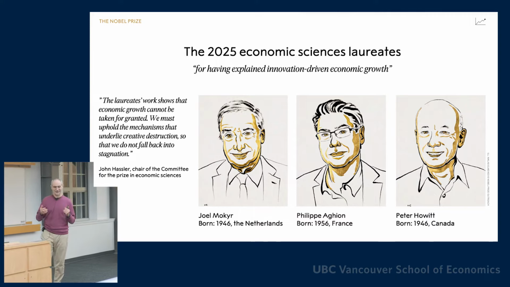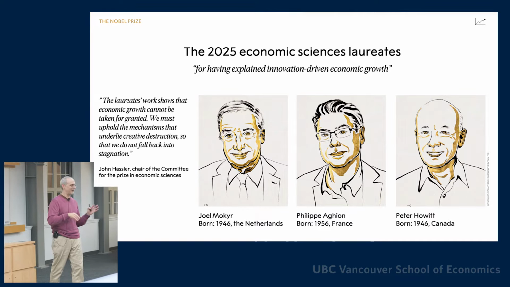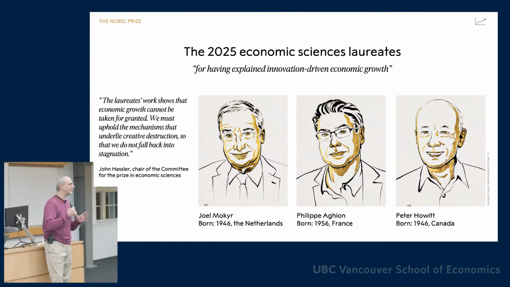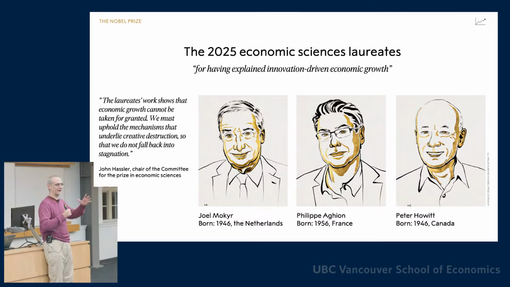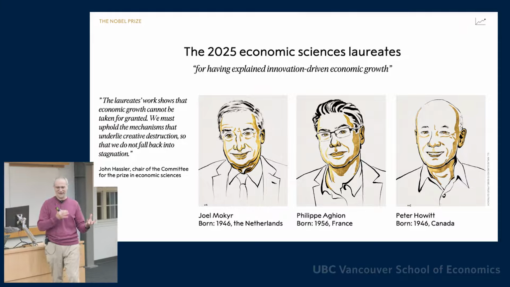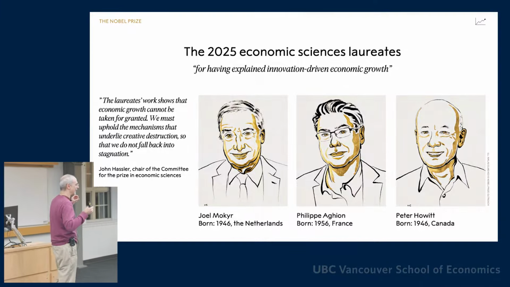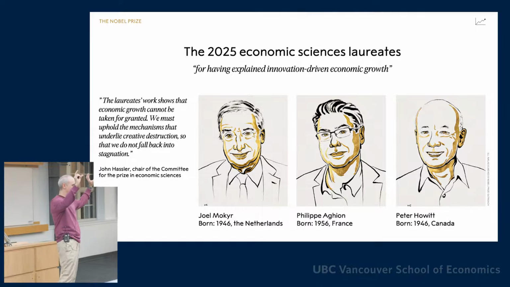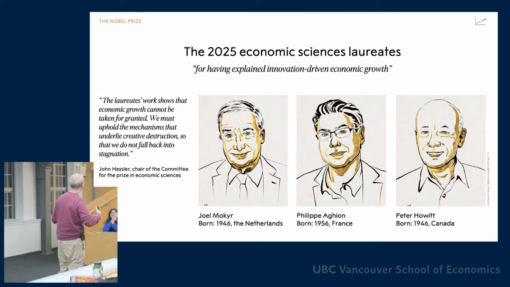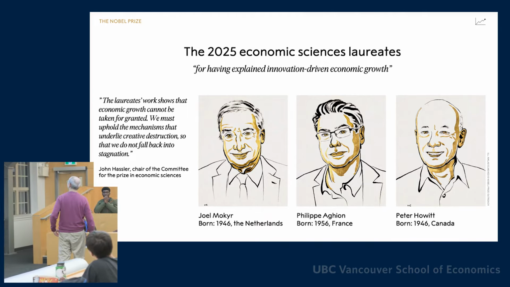Okay. So this trio are strange bedfellows, and we shall see why, right? 2 of them are theoretical macroeconomists. Mokyr is an economic historian of the Industrial Revolution. And you go like, how did they manage to put the 3 of them together under one banner? Well, in part that's why that banner is so wide, right? For having explained innovation-driven growth. So we'll see what that means.